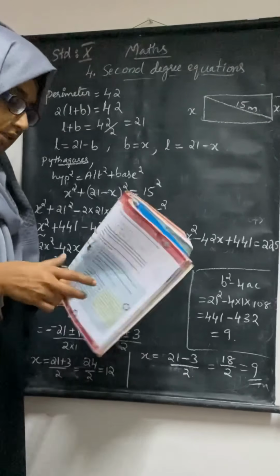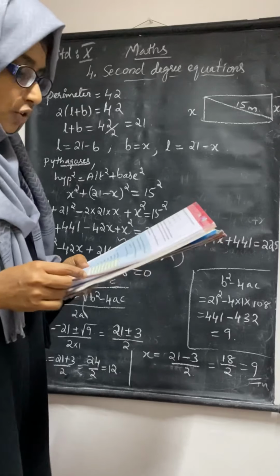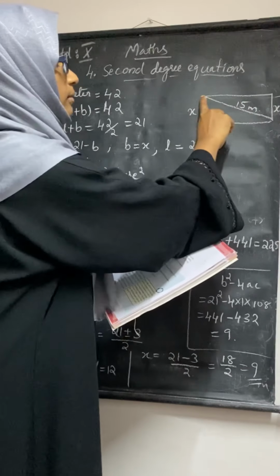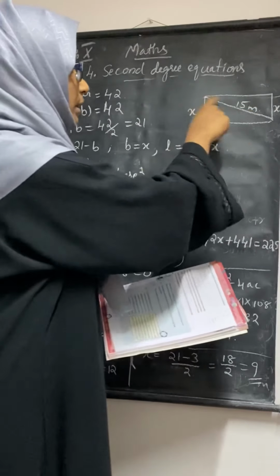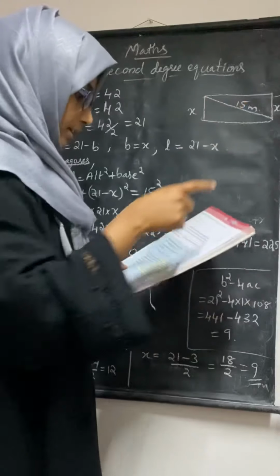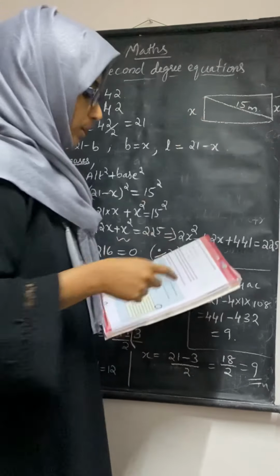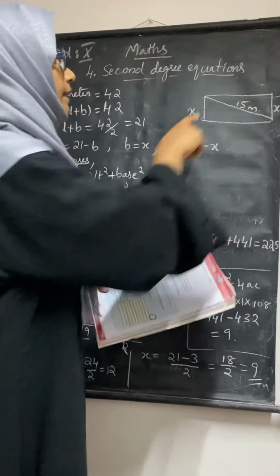Using the quadratic equation, we are going to do one problem, page number 97. The first question: the perimeter of a rectangle is 42 meter, and its diagonal is 15 meter. What are the lengths of the sides? That means breadth and length you need to find out. So the perimeter is given, and the diagonal is given as 15 meter.